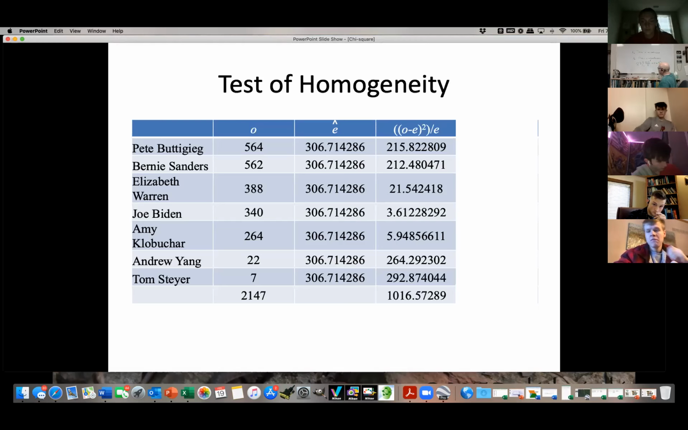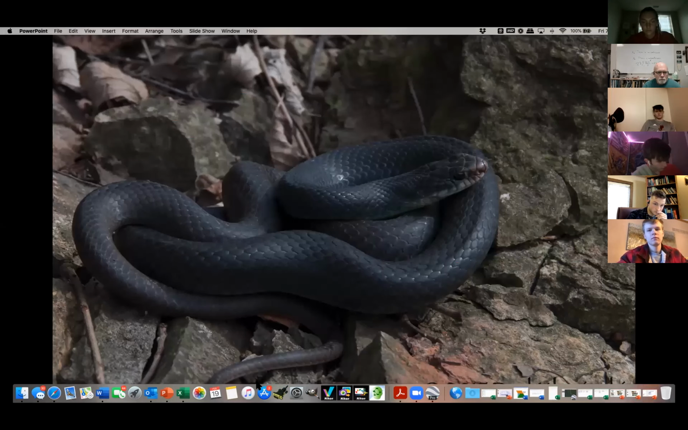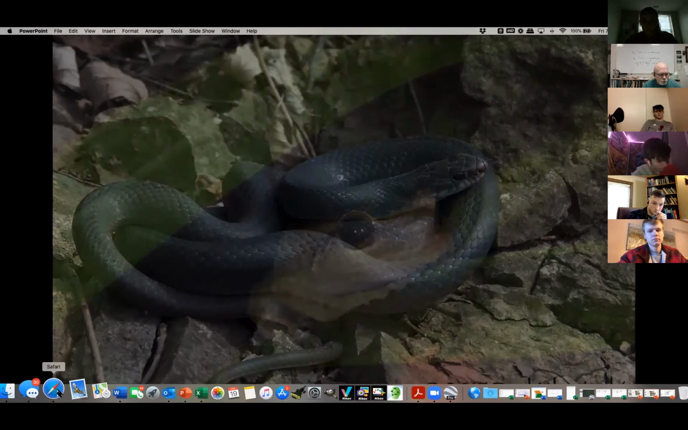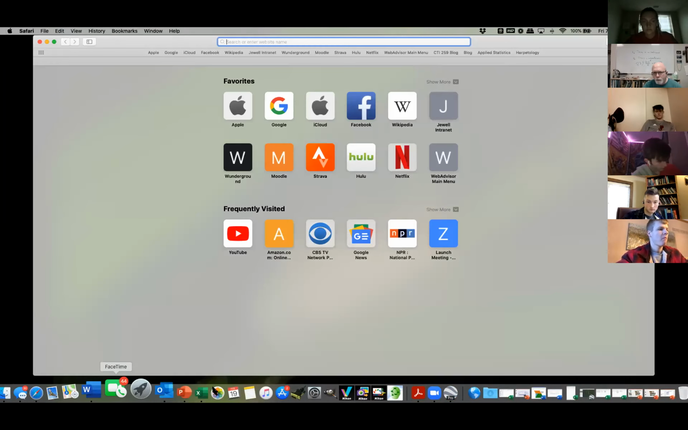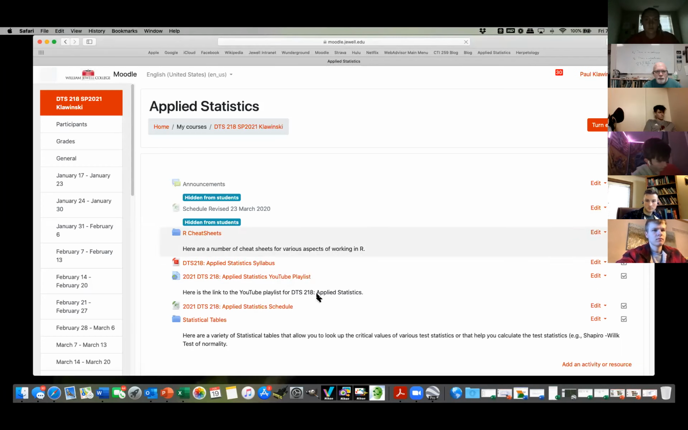0.57. And once again, this is an extremely large chi-square statistic. Go to Moodle really quickly with me. So I'm going to go to Moodle. I have my applied stats class up there.